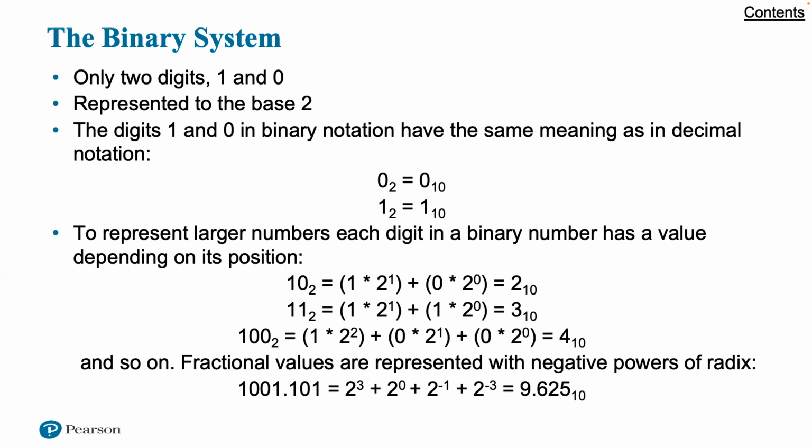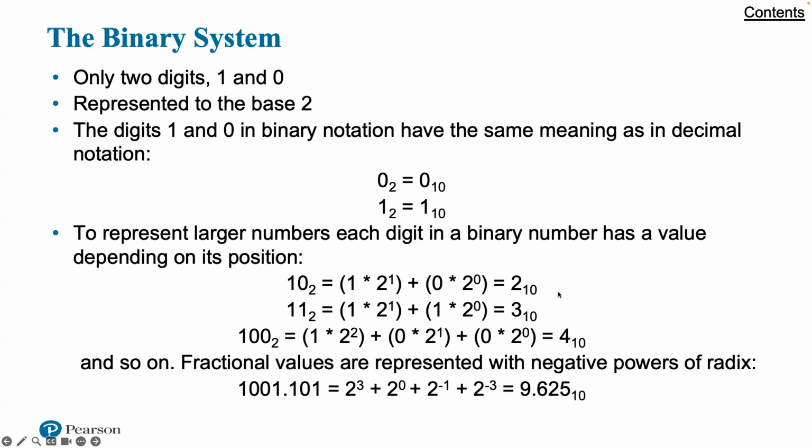The digits 1 and 0 in binary notation have the same meaning as in decimal notation. So we have a case where 0 sub 2 is equal to 0 sub 10, and 1 sub 2 equals 1 sub 10. Those are some interesting cases that come up. To represent larger numbers, as with decimal notation, each digit in a binary number has a value depending on its position. We're showing a couple of examples here.